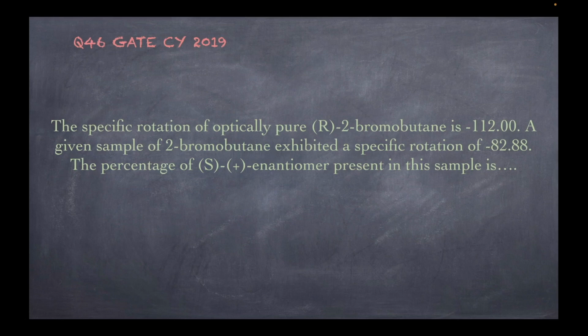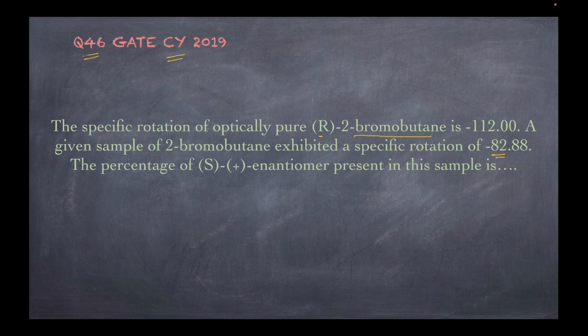Hi, in this video we will be solving question number 46 from the GATE 2019 chemistry paper. So the question is the following. The specific rotation of optically pure R enantiomer of 2-bromobutane is minus 112.0. A given sample of 2-bromobutane exhibited a specific rotation of minus 82.88. So the percentage of S enantiomer present in this sample is dash.